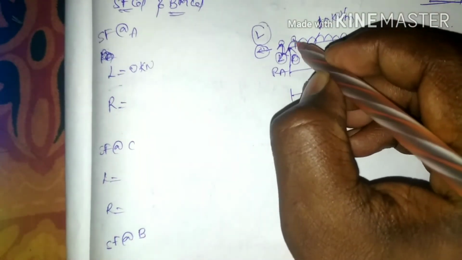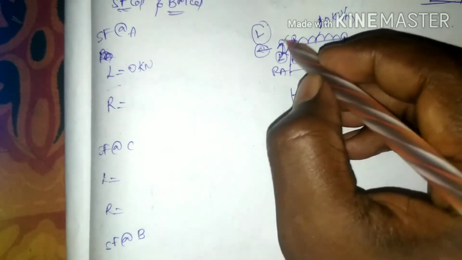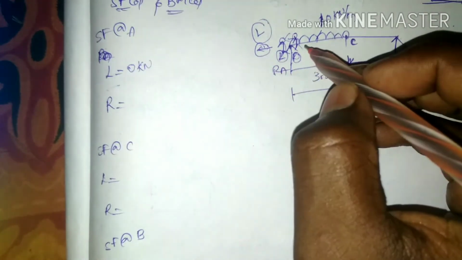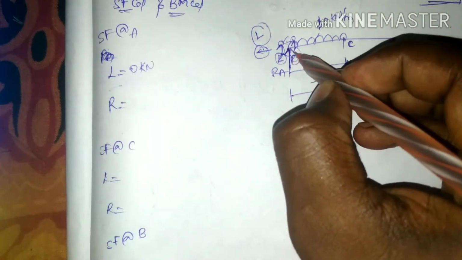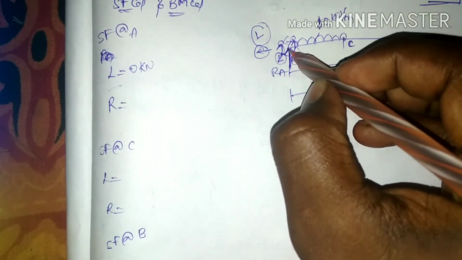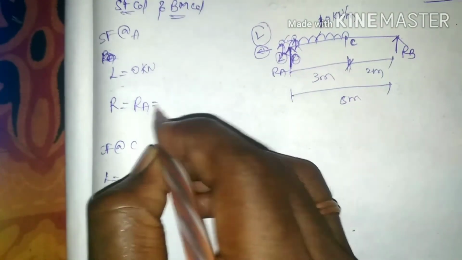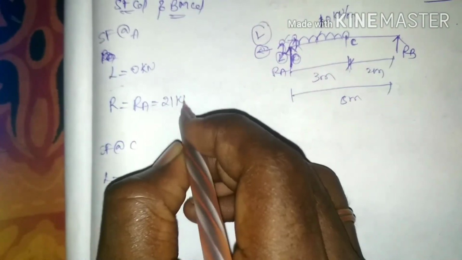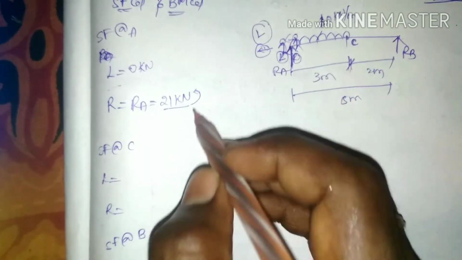Thereafter, I am going to stand just right of A and look left of A, and here I am going to find a reaction acting on the beam with a magnitude of RA. Here we are having RA. The magnitude of RA will be 21 kilonewtons, as we earlier found in the individual reactions.